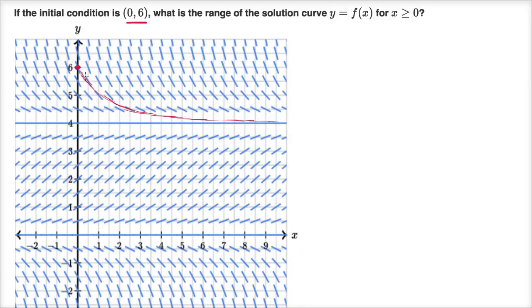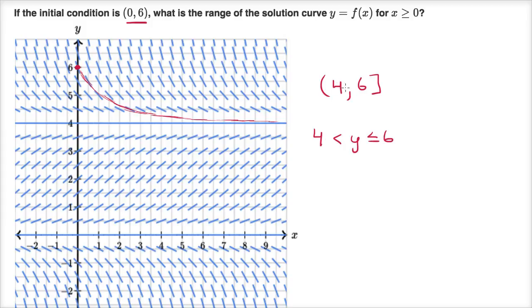So the range, the y values that this is going to take on, y is going to be greater than 4. It's never going to be equal to 4. So it's going to be greater than 4. That's going to be the bottom end of my range. And at the top end of my range, I will be equal to 6. 6 is the largest value that I am going to take on. Another way I could have written this is 4 is less than y is less than or equal to 6.